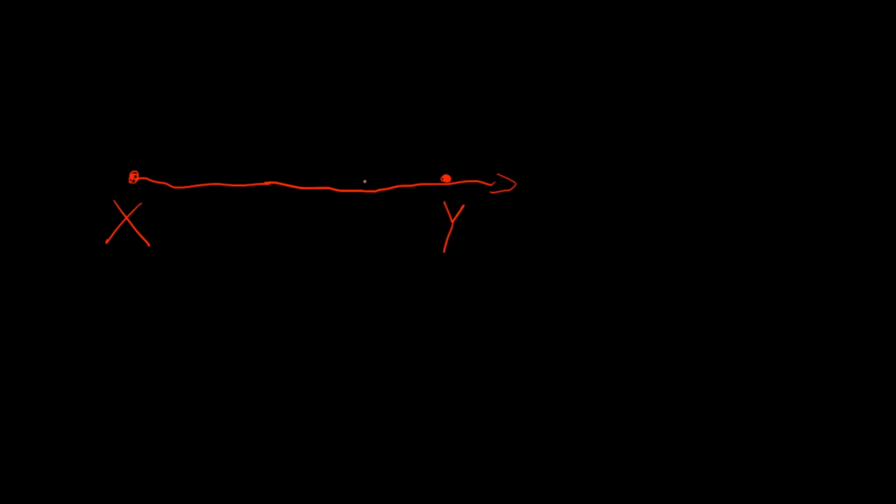This is a ray, since it has one starting point and then it goes on forever in this direction. This would be read XY with a little ray over it. It would be wrong to say YX with a little ray over it, because then you're saying it starts at Y and goes forever at X.